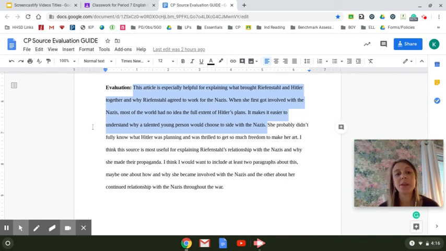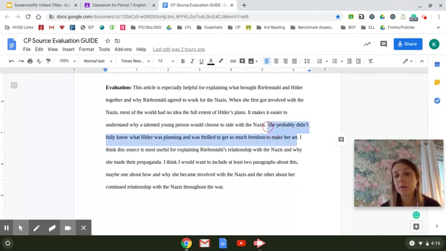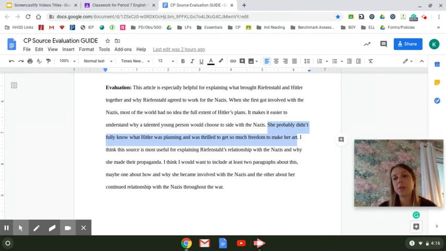She probably didn't fully know what Hitler was planning and was thrilled to get so much freedom to make her art. These are less objective. They're a little more biased, or they include the writer's opinion, and that's okay because this is an evaluation. This is what you think of the source.